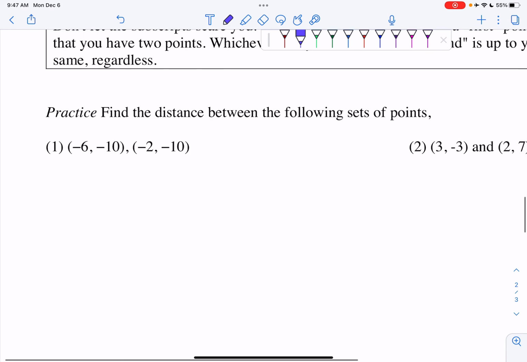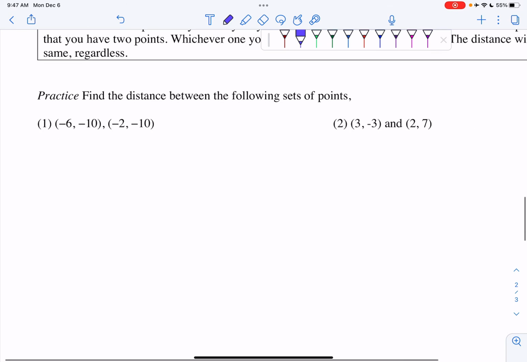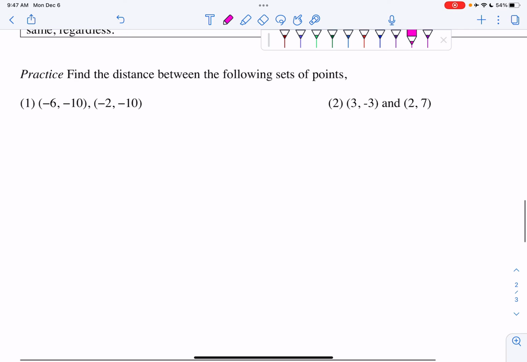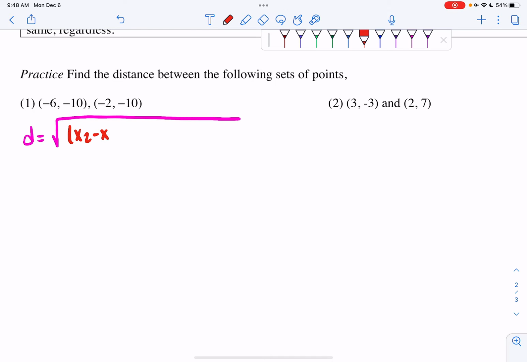So what we're going to do is find the distance between the following set of points. If I look at my first example, everything is negative, so pay very close attention to that. We got to be careful with those negatives. So I have -6, -10, and -2, -10. The first thing I'm going to do is write d is equal to the square root of x2 minus x1 squared plus y2 minus y1 squared.